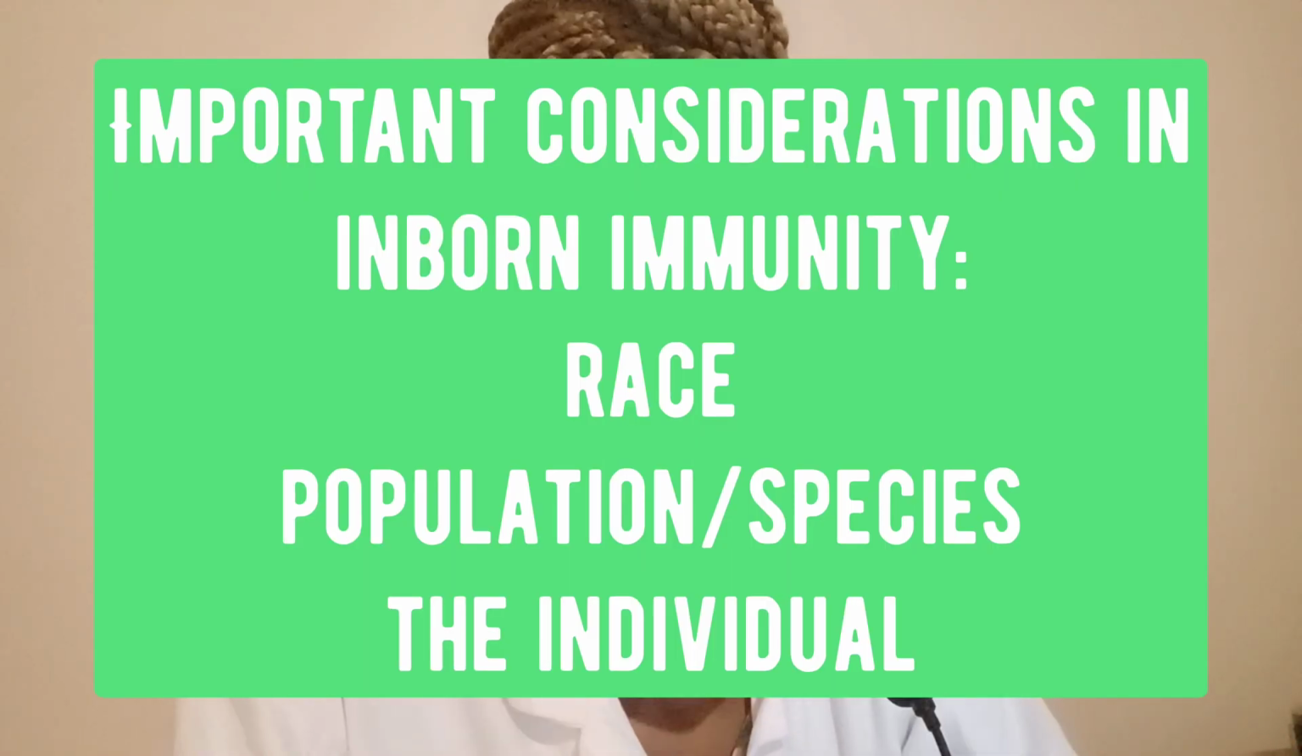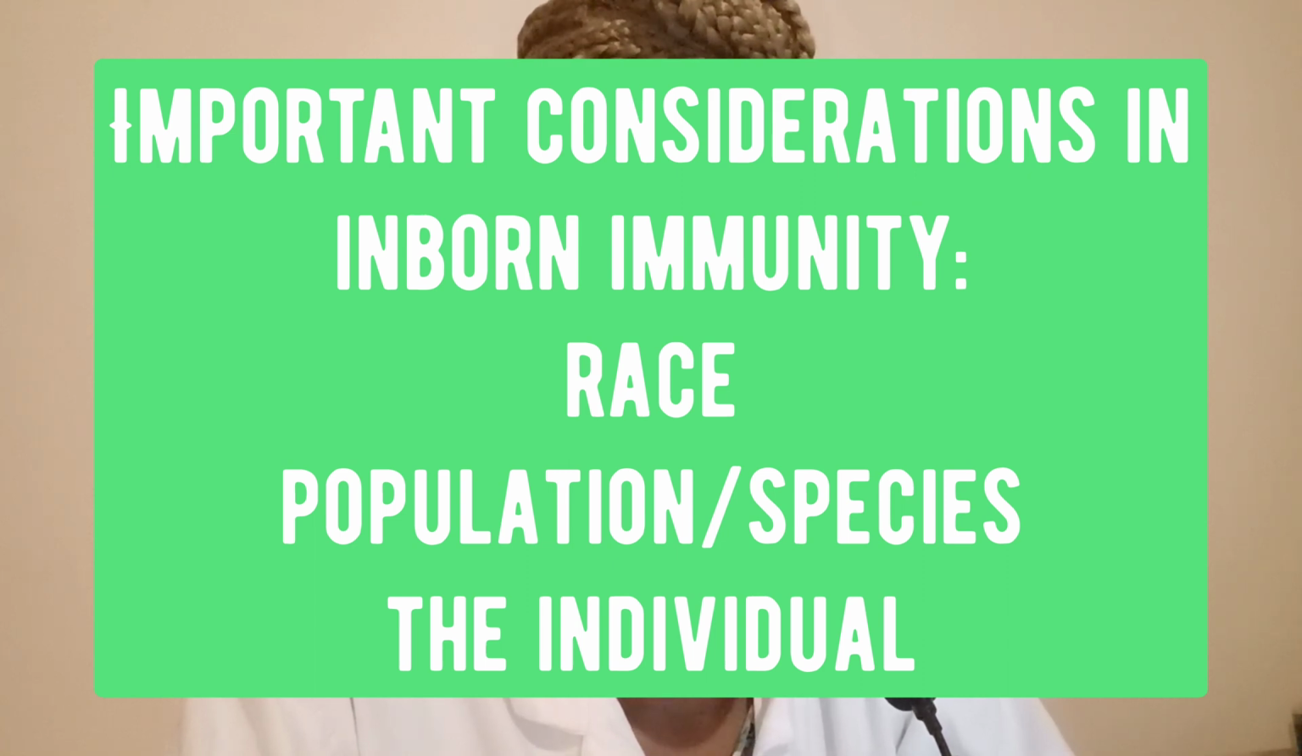So guys, we can look at the levels of innate immunity in terms of race, individual, and population or species. Let's talk about race. How is innate immunity leveled according to race? In terms of race, innate immunity can vary due to genetic factors. Certain populations may have genetic predispositions that make them more or less susceptible to certain diseases or infections. For instance, sickle cell trait provides some resistance to malaria in individuals of African descent.